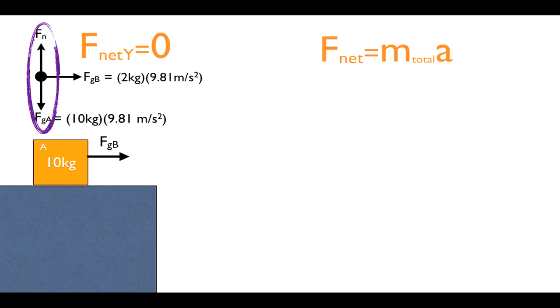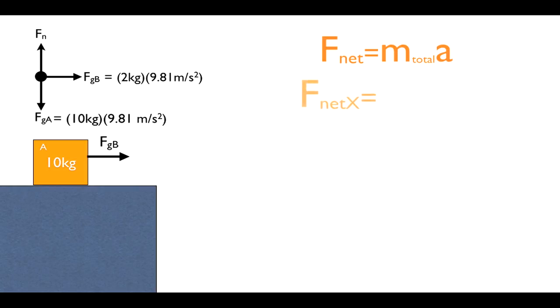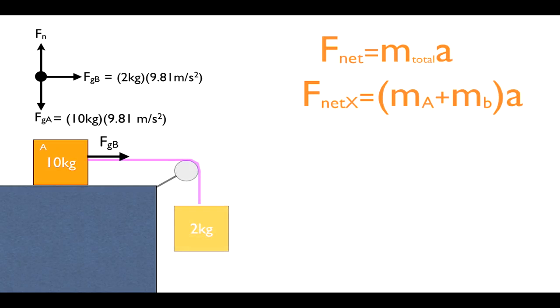We don't need this information in this problem, so we're going to move on to finding the net force in the x direction. Now, since both boxes A and B have mass, they have inertia that will affect the acceleration of the system. Newton's second law requires us to take the total mass of the system into the equation.